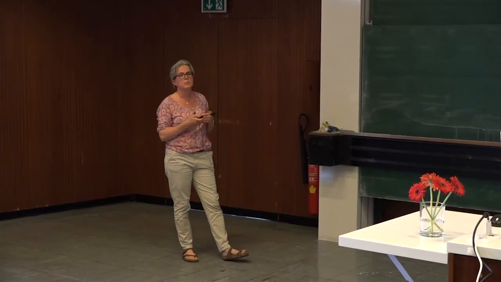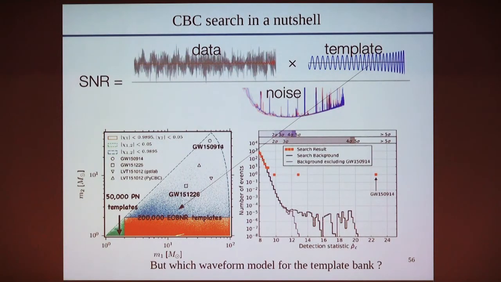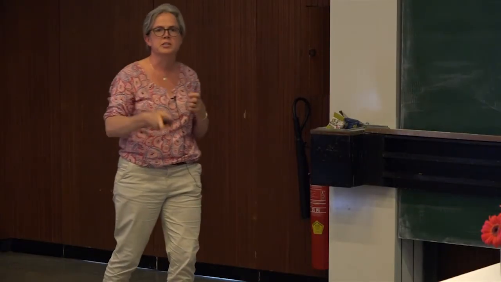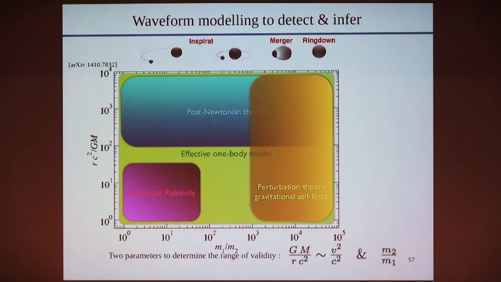Depending on the mass range, we have different types of waveforms, because the waveforms are produced by different theory groups. We take what is available in the literature, but depending on the mass of the system, they are more or less accurate. So what we do in reality is a mixture of different types of waveforms. And what exists right now, I'm going to come to that.